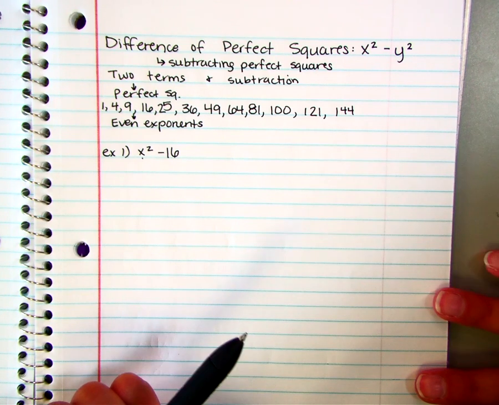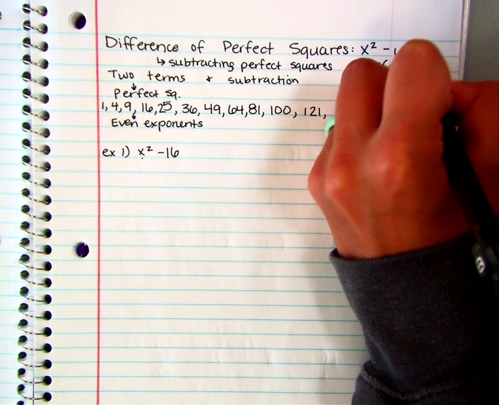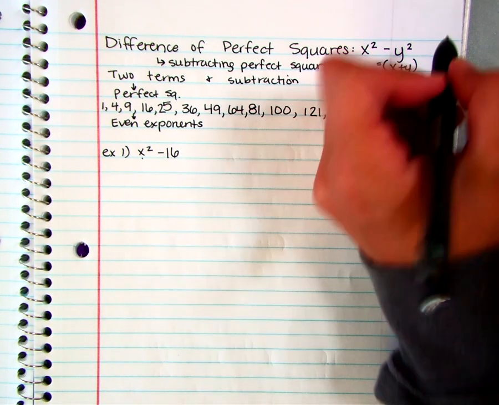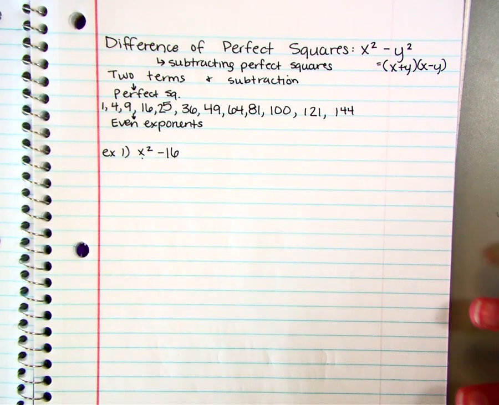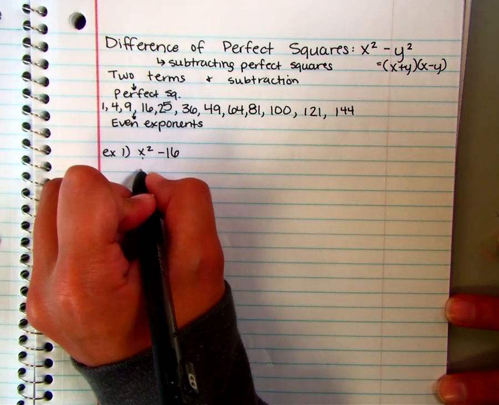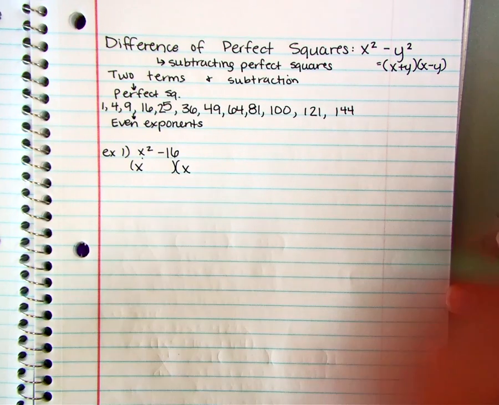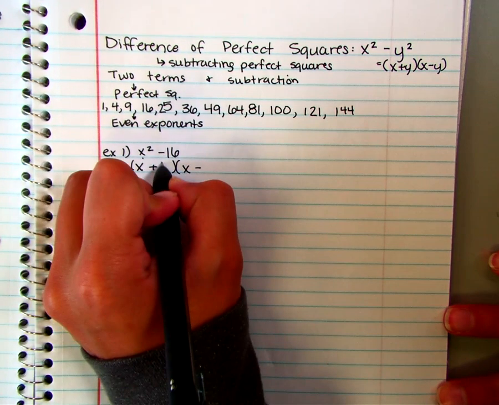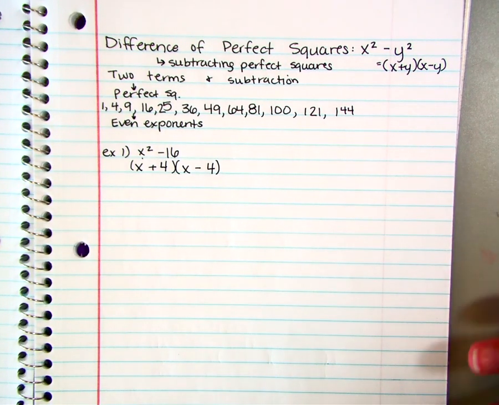And so when we factor it, what it looks like, let me go back up here, we have the square root of our first term, the square root of our second term, one is addition, and one is subtraction. So when we take the square root of x squared, we get x, so we can start both sets of factors with x. One's going to be plus, one's going to be minus, and then we'll do the square root of 16, which is 4. Easy factoring.